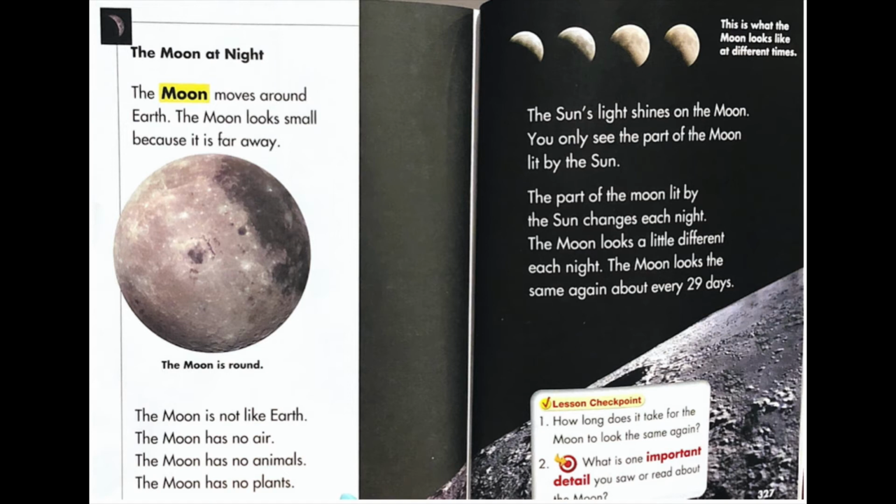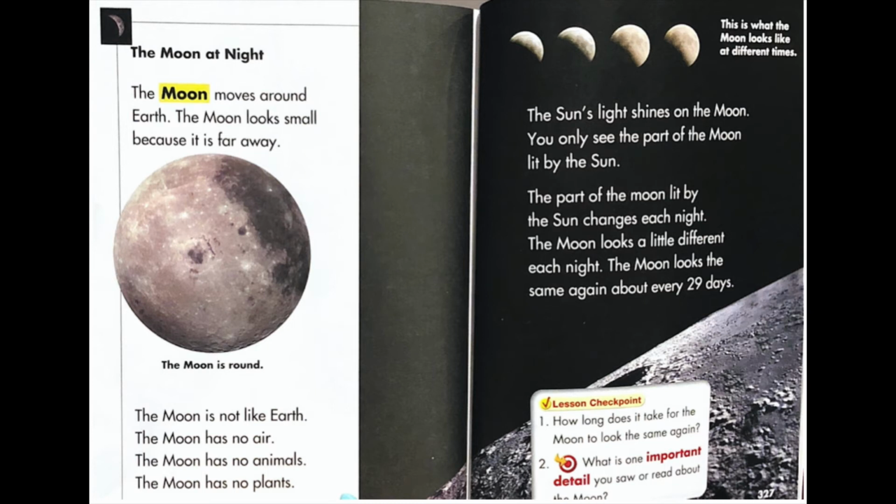So the sun is the center. The Earth moves around the sun, but also the moon moves around the Earth. So when the sun's light is shining on the moon, you might only see part of the moon lit by the sun. So it changes each night because of our rotation and because of the moon's rotation around us as well, and around the sun.